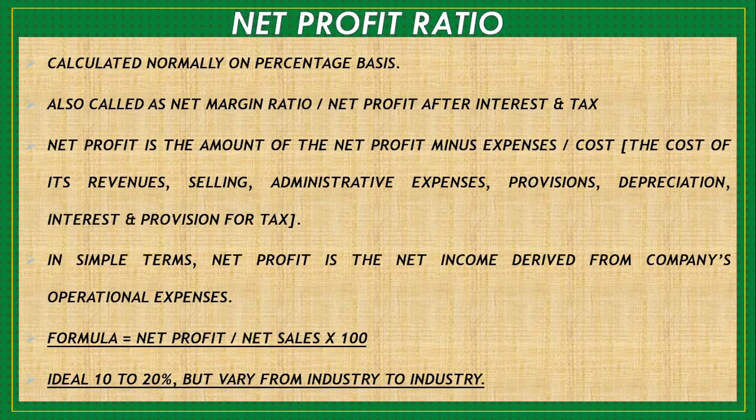Net profit ratio, calculated normally on percentage basis, also called as net margin ratio or net profit after interest and tax. Net profit is the amount of the net profit minus expenses, the cost of its revenues, selling and administrative expenses, provisions, depreciation, interest and provision for tax. In simple terms, net profit is the net income derived from company's operational expenses. Formula: net profit by net sales into 100. Ideal 10 to 20% but varies from industry to industry.